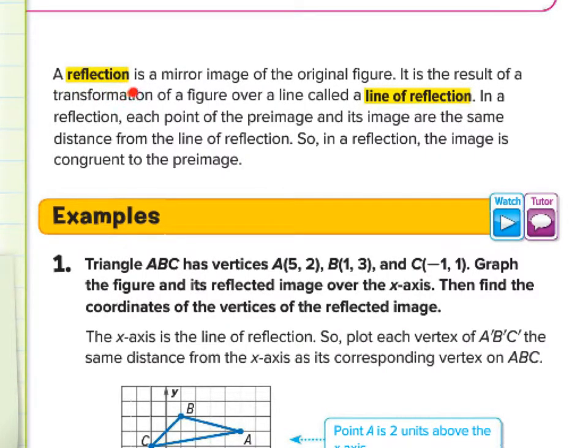A reflection is a mirror image of the original figure. It is the result of a transformation of a figure over a line called a line of reflection. So your x or your y-axis. In a reflection, each point of the pre-image and its image are the same distance from the line of reflection. Makes sense. From the mirror, essentially. So in a reflection, the image is congruent, the same, to the pre-image.